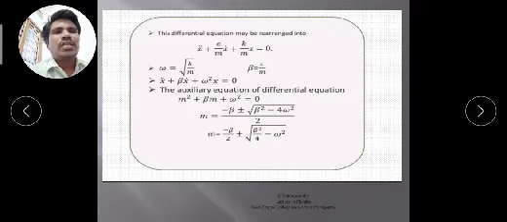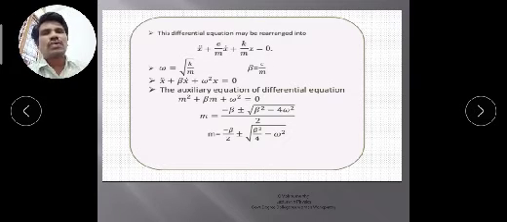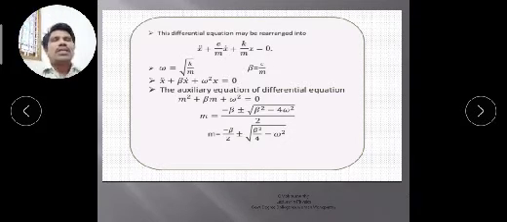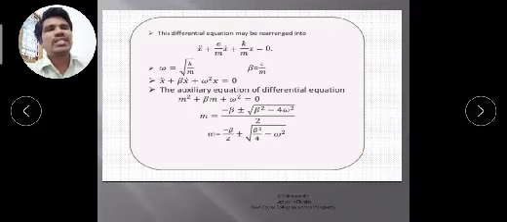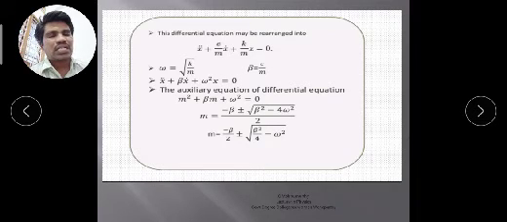Now we put omega square is equal to k by m and beta is equal to c by m. Then we get the equation x double dot plus beta x dot plus omega square x is equal to 0, or d square x by dt square plus beta dx by dt plus omega square x is equal to 0. That equation is called the general equation for the damped harmonic oscillator or damped harmonic motion.